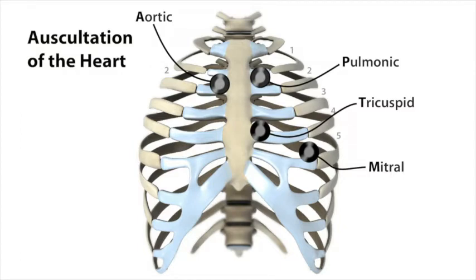Now, the best place to listen to the semilunar valves is the second intercostal space, just to the right of the sternum for the aortic valve and just to the left of the sternum for the pulmonary valve. Now, the right atrioventricular or tricuspid valve is best auscultated at the fifth intercostal space, just to the left of the sternum. Placing the stethoscope over the fifth intercostal space at the mid-clavicular line, which corresponds to the location of the apex of the heart, is a good way to listen to the left atrioventricular or the mitral or bicuspid valve.